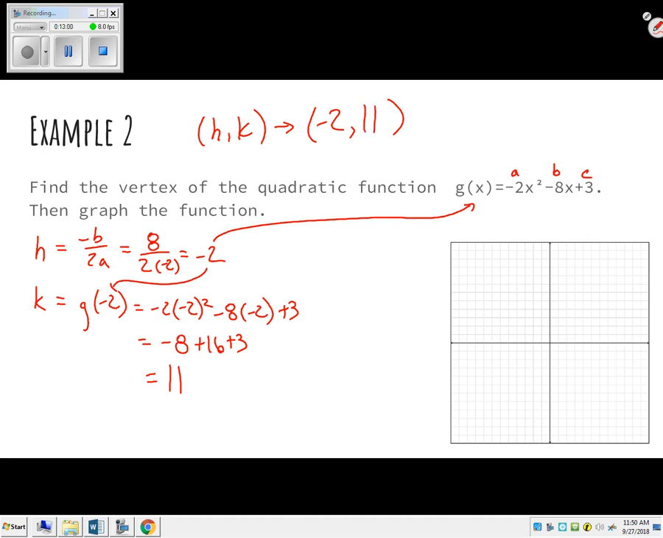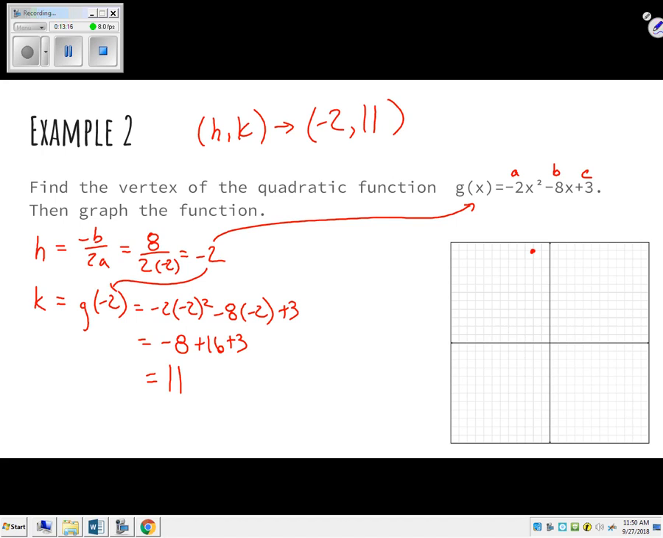So I have my vertex. Big sigh of relief right there. I've done a majority of the work. I haven't even started graphing it yet. Remember that vertex is my most important point. So I'm going to go ahead and plot the point negative 2, positive 11 right here.